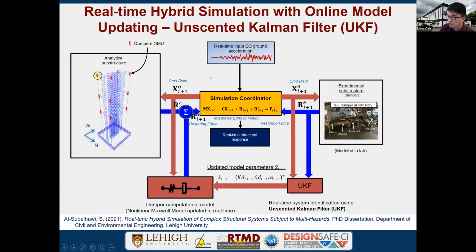So the loop is slightly different from the overall concept I talked about. In the overall concept, you have analytical substructures, experimental substructures, and the simulation coordinators. Instead of only feeding back the restoring force from the experimental and analytical substructures, we also use the command displacements to the experimental substructures and the restoring force to update the numerical dampers. After that, we calculate the restoring force from the updated numerical dampers in each time step and combine them as an analytical restoring force to the simulation coordinators, and then calculate the real-time structural response.